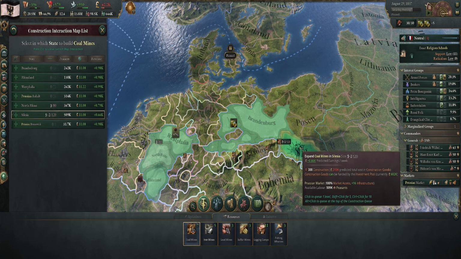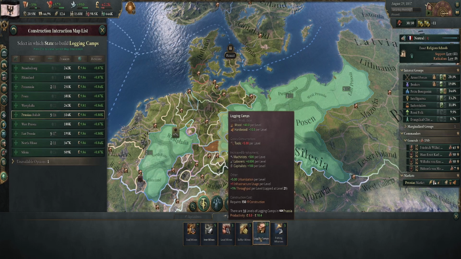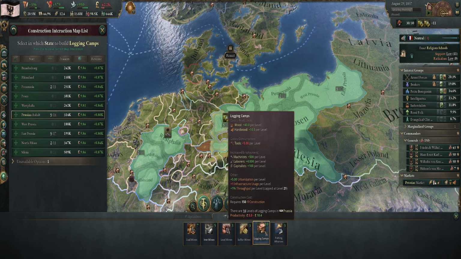And then you can obviously go here. I can build, hey, let me just build some coal mines in Silesia. I'm going to build a whole bunch of logging camps. Let me just reiterate this here: you do not want to be doing what I'm doing.